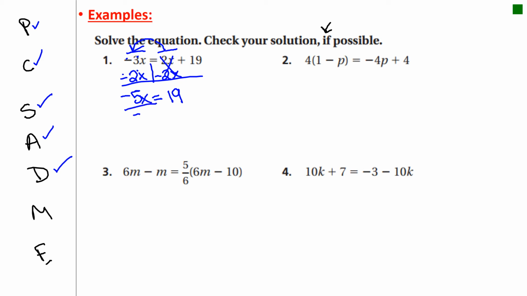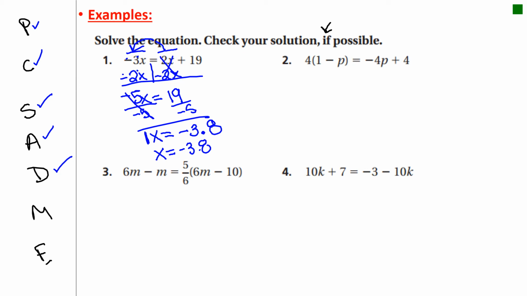So we'll divide by negative 5. Negative 5 divided by negative 5 right here is 1. x equals 19 divided by negative 5, which is going to leave us with a decimal. Positive divided by negative is negative 3.8. We usually don't write it with that 1 in front of the x. We usually just write it as x equals negative 3.8.